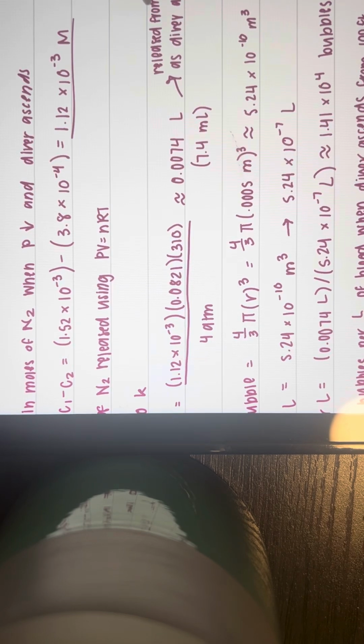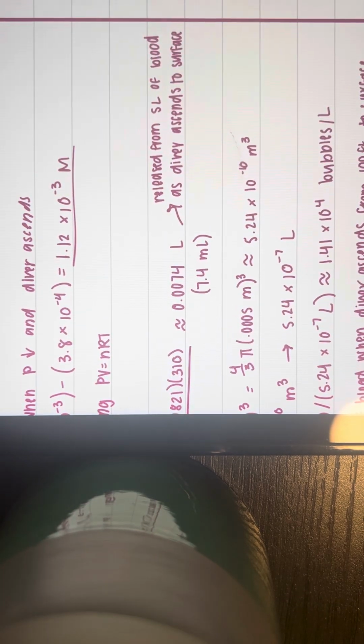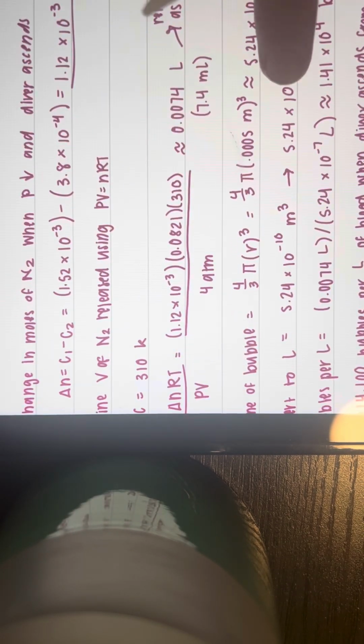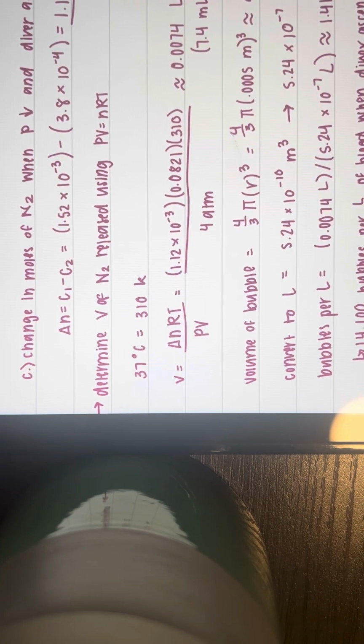This was the amount released from 5 liters of blood as the diver ascended to the surface. Sorry, hopefully you can see that. And then I converted it into milliliters just so I knew it.